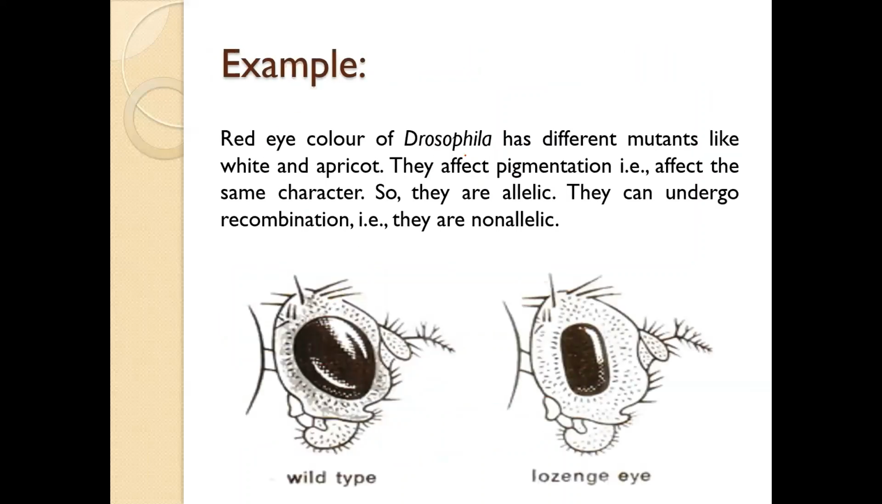For example, the red eye color of Drosophila. You will get a lot of examples with Drosophila. The red eye color of Drosophila has different mutants like white and apricot. They affect pigmentation. That is, they affect the same character, so they are allelic. They can undergo recombination, and that is why they are non-allelic. If two genes can undergo the recombination process, we call them non-allelic genes. But if they are not able to undergo the recombination process, we call them allelic genes.